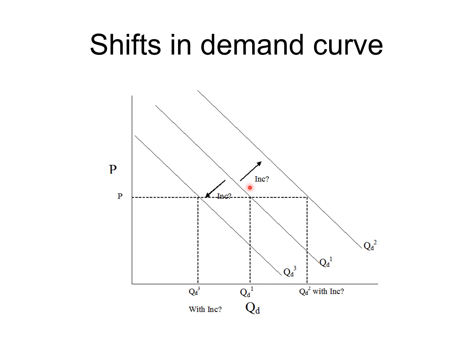And so the determinants of demand that we went over are going to cause a shift in the demand curve. They're going to cause it either to increase demand, which is an outward shift, or decrease demand, which is an inward shift. When we go to changing the price, we're just moving along the line.